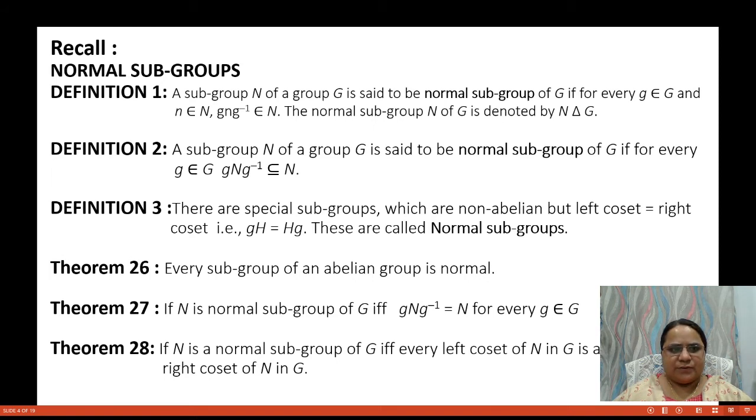We had the definitions of normal subgroups. A subgroup N of a group G is said to be a normal subgroup of G if for every g belongs to G and n belongs to N, g n g inverse belongs to N. So this condition must be satisfied in the case of a normal subgroup. Three different definitions were there. One was for left coset equal to right coset, that is gH is equal to Hg. These were called normal subgroups, and related terms were proved in the last session.